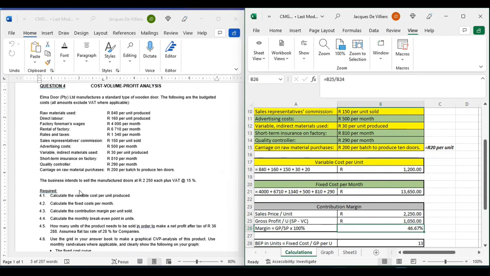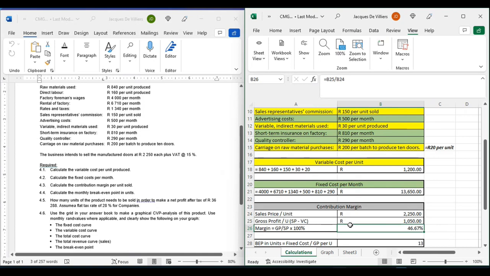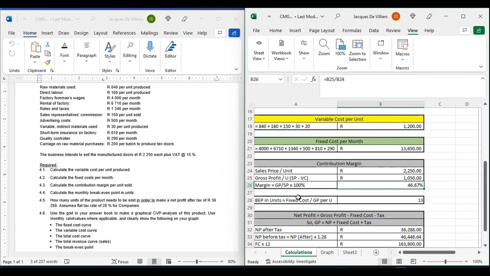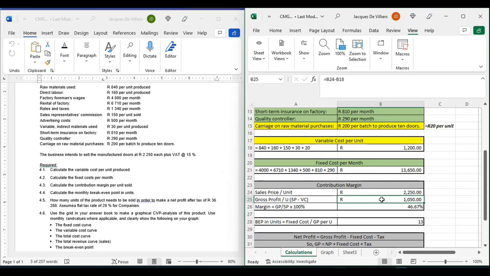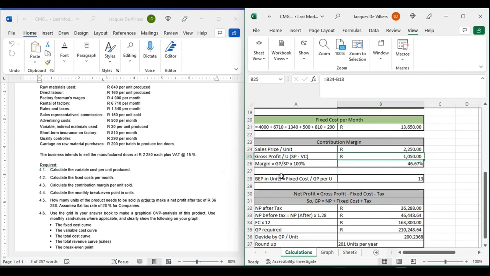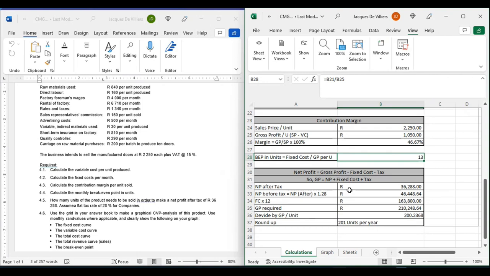Then they say the next thing is to calculate the monthly break-even point per unit sold. The way to do that is simply to take the fixed cost that we have, calculated there, and divide it by the gross profit per unit. Our gross profit per unit is what we calculated there. So we have both our fixed cost and our gross profit per unit, and when we calculate that, we get to 13. Later on, when we are supposed to draw the graph, this is now our guide, because it must get to 13. Because it's a graph, it might be a little off, but it must be very close to 13.